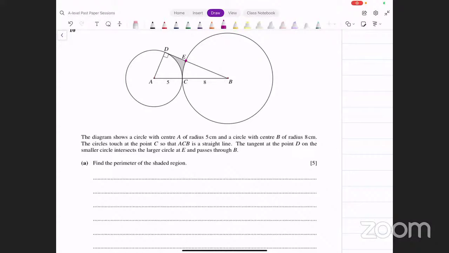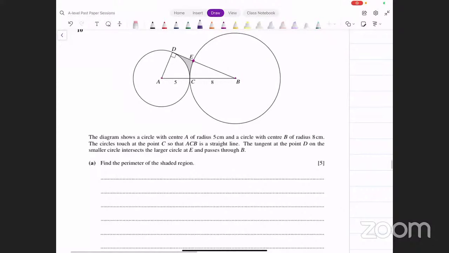Now what do you have to find out? We have to find the perimeter of the shaded region. Okay. So perimeter क्या होता है? It's the length of the boundary. ये तीनों lengths आपने find करनी हैं. That's a 5-mark question, so it's going to require some working. Boundary की length कैसे find कर सकते हैं? दो arc lengths आ रही हैं.